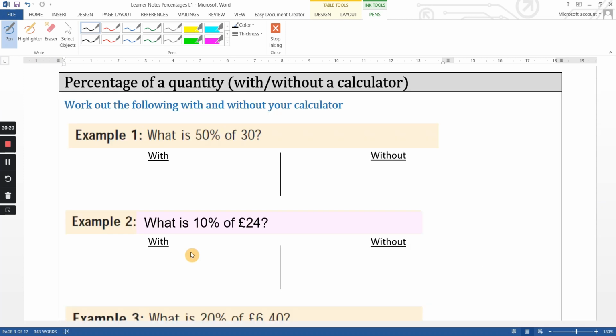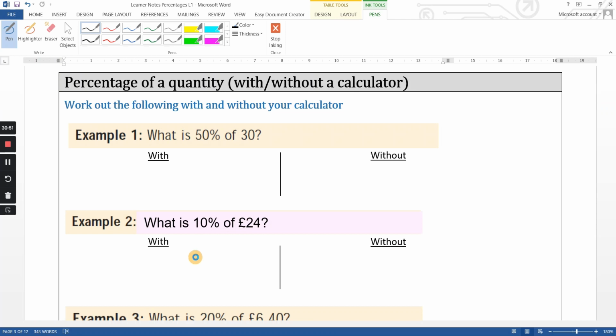How to work out a percentage of a quantity with and without your calculator. This is going to be different for both methods. You do need to know both, because it's going to save you time in the exam. I wouldn't use the same method for both. I think it depends on the question, actually. Let's have a look.